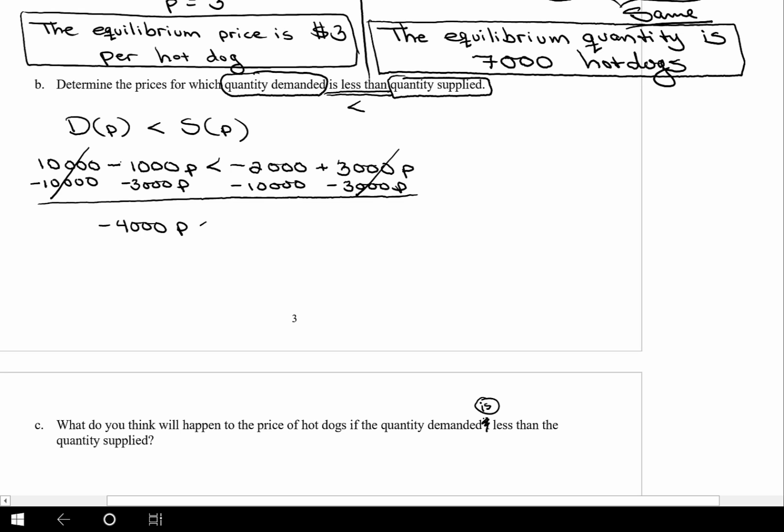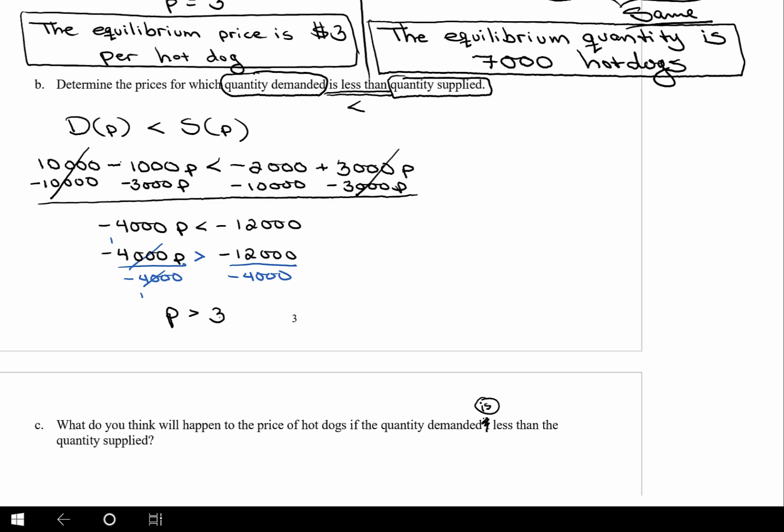I'm going to end up with negative 4,000 P is less than negative 12,000. Divide both sides by negative 4,000. But what happens when you divide both sides of an inequality by a negative? That's right, the inequality flips. You have to invert that inequality. And we will be left with P is greater than, strictly greater than 3.